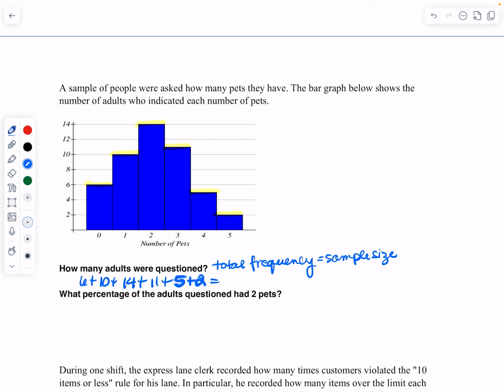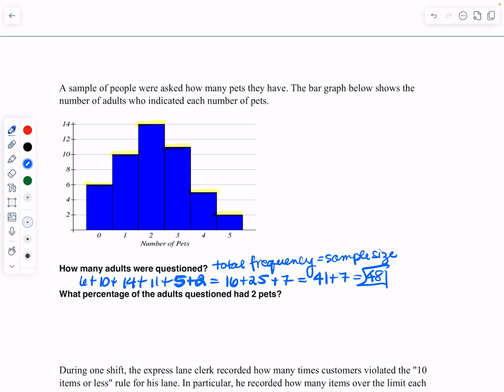Okay, now I've got to add this all up. So 6 and 10 is 16. 14 and 11 is 25. And then 5 and 2 is 7. Okay, so 16 and 25 will give me 41. And then I'm going to add 7 to that to get a grand total of 48. Now, you can double check me if you want. I'm going to double check myself really quickly by throwing this in the calculator. So 6 plus 10 plus 14 plus 11 plus 5 plus 2, and I got 48.